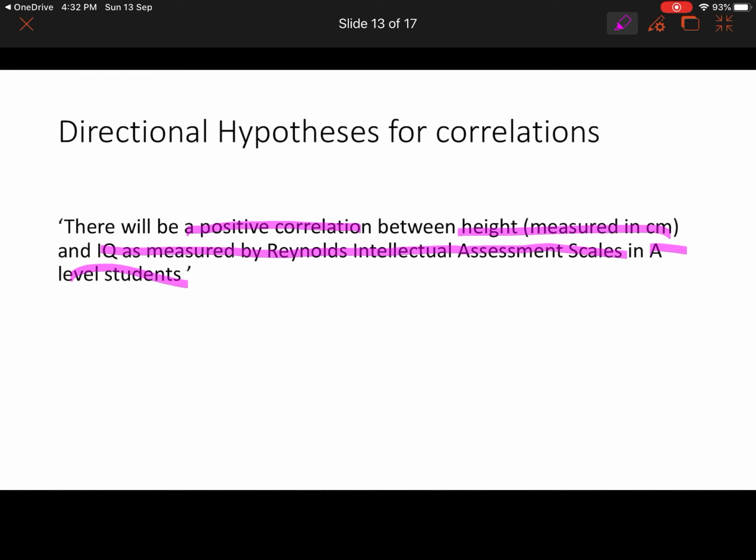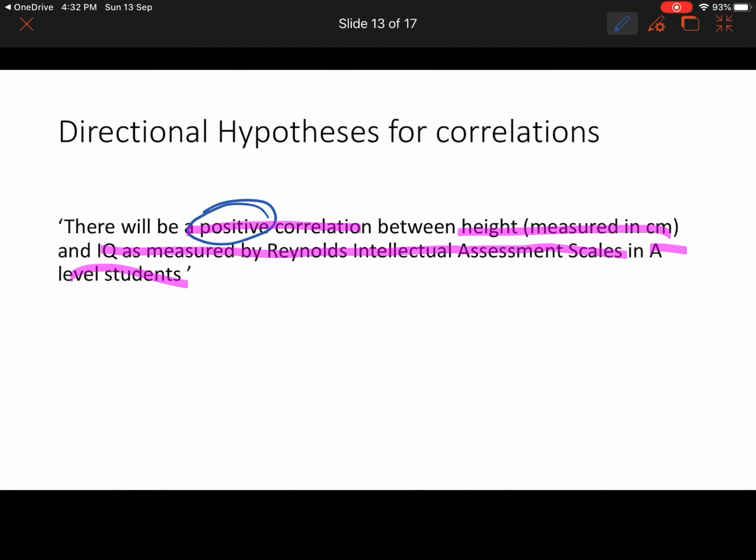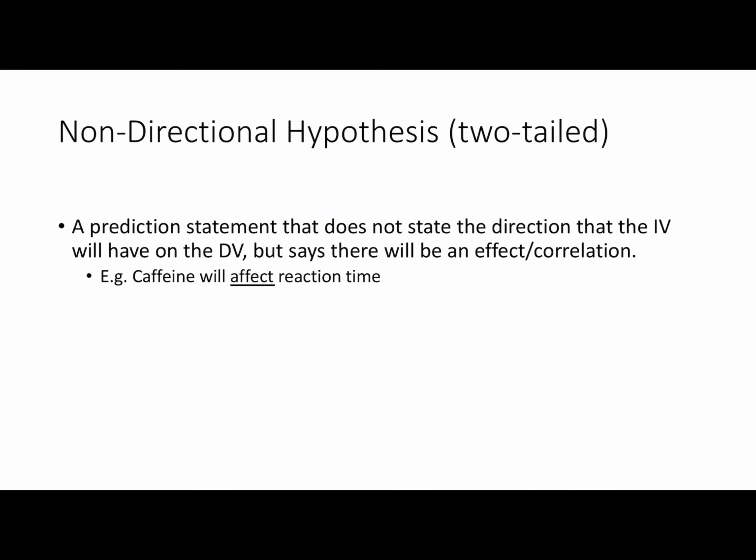Again, we've got our population, A-level psychology students. We've got a positive correlation, so we're saying here exactly what direction it's going to go. Of course, we could say here there'll be a negative correlation, but we've chosen, based on previous research, to assume that there will be a positive correlation. And then we've got our very clearly defined covariables, height measured in centimetres and IQ measured by the Reynolds Intellectual Assessment Scale. So there are different examples of directional hypotheses for experiments and correlations.